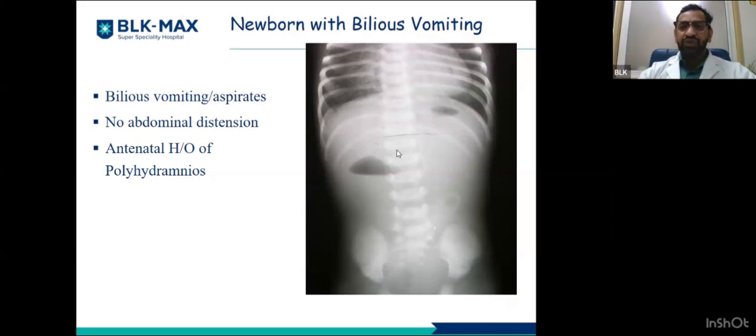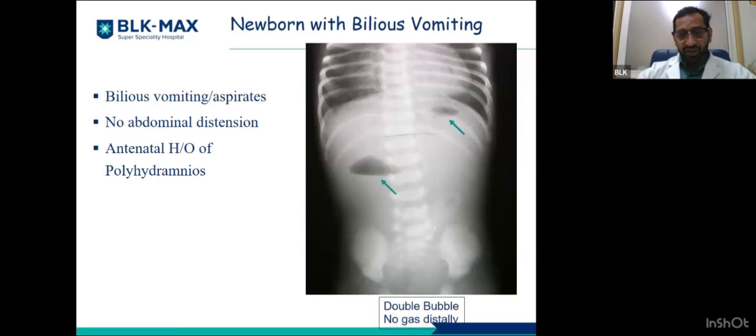So if you see this X-ray, we can see there are two small air bubbles here. This X-ray was taken almost immediately after the delivery, and there are two small air bubbles here. That is the position of the nasogastric tube, and an absolutely gasless abdomen. So there is no gas beyond these two levels. This is a very classical picture of the double bubble sign, which we see in patients with duodenal atresia.